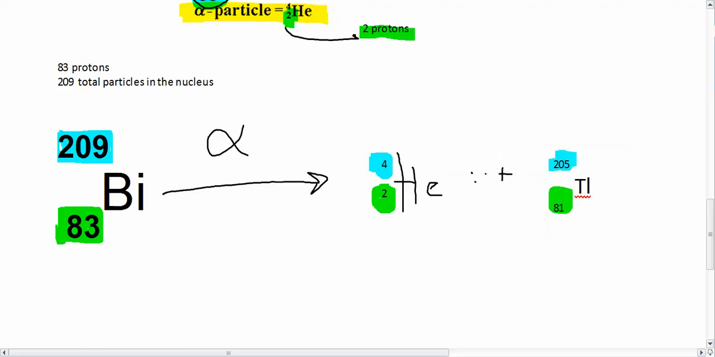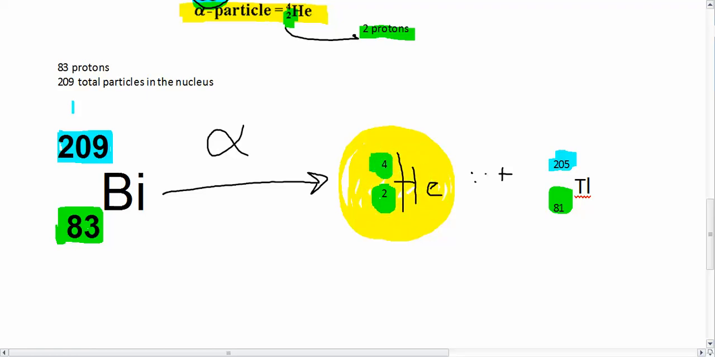All right, so let's recap. We have the element bismuth. It has 209 total particles. 83 of those are protons. It undergoes alpha radiation, which means it lets off an alpha particle, which has 2 protons, 2 neutrons, or a total of 4 particles. Here's my alpha particle.